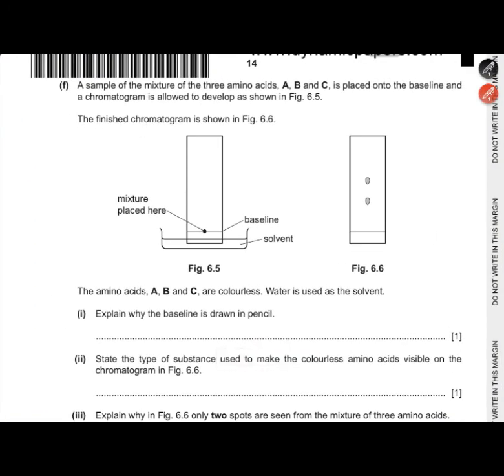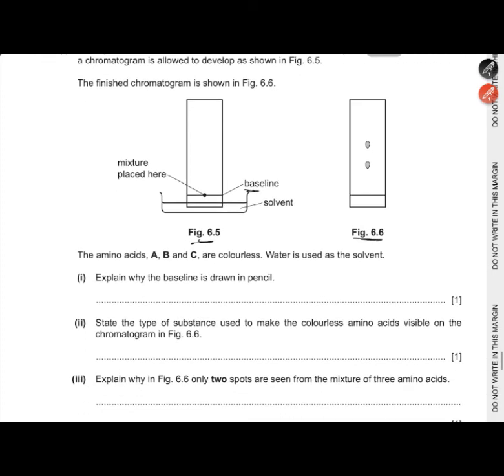Now a sample of a mixture of 3 amino acids is placed on the baseline here, and a chromatogram is allowed to develop as shown in figure 6.5. The finished chromatogram is shown in figure 6.6. The amino acids A, B, and C are colorless. Water is used as a solvent. Explain why the baseline is drawn in pencil. Because if it's drawn with pen, it has ink.